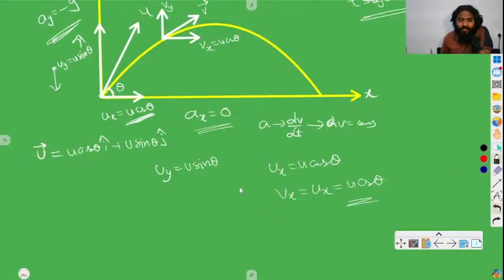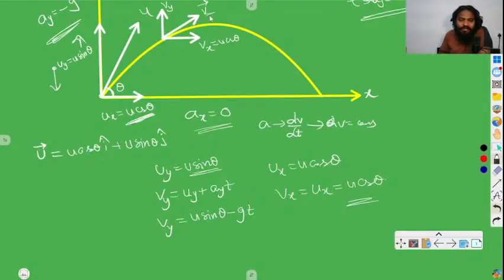Next, coming to vy. We found vx, which is u cos theta, and vy is not u sin theta. Definitely it is less than u sin theta. Now to find vy, you use uy plus ay t. Now vy is equal to, what is uy? u sin theta minus gt. This is vy.